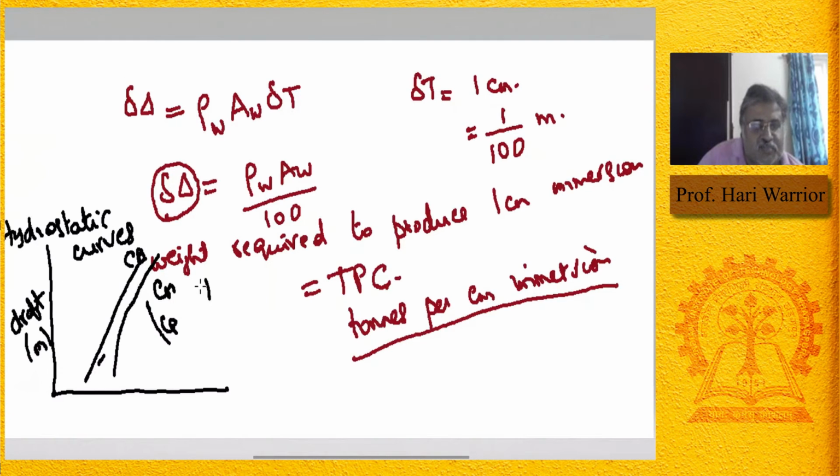It can be all this. TPC is also a hydrostatic particular. It will also look like some curve like this. So this is known as a hydrostatic curve. That you have to know. What is a hydrostatic curve? Then we'll come back to this later.